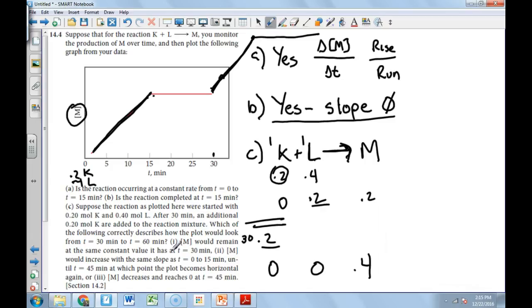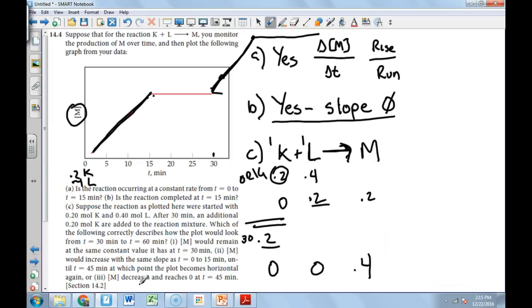M would increase with the same slope until 45, then the plot becomes horizontal. So here are the options. It's either going to remain the same constant value. Well, it's not going to do that because there's still some L left over, and then you add K. So that's not going to happen. And so it looks like it's choice 2 here.